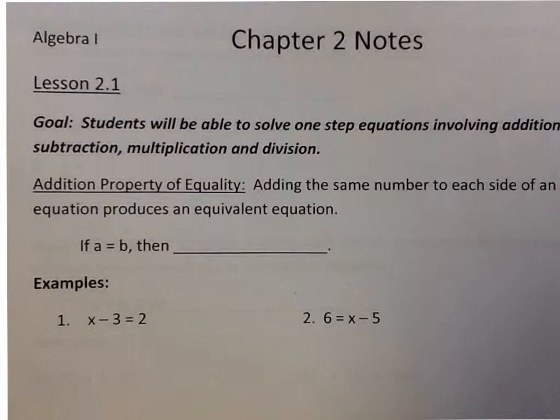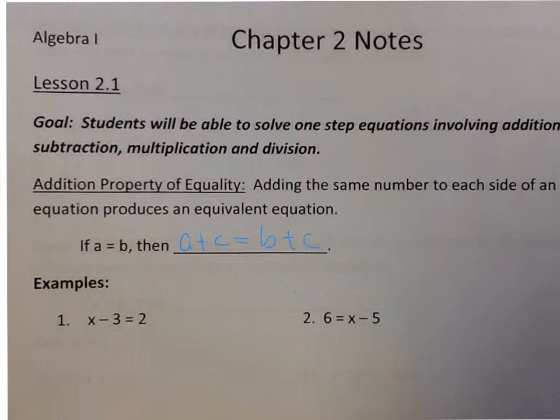Adding the same number to each side of an equation produces an equivalent equation. So if A is equal to B, for example, if they're both 2, and if I add the same number to both sides, I get an equivalent equation. So what does that mean?